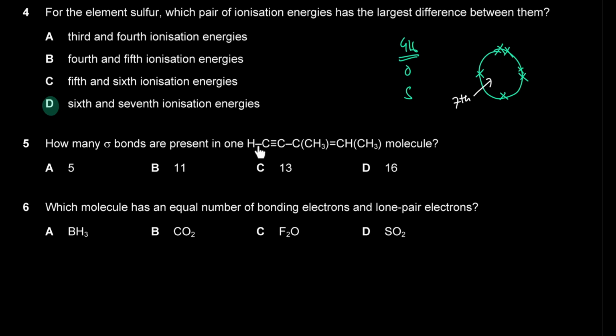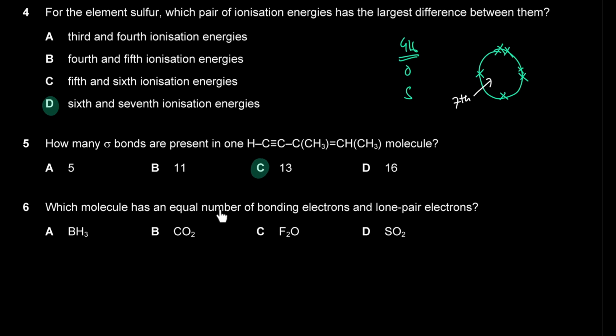So here we have 1, 2, 3, and then this carbon is bonded to this carbon, that's 4, and this carbon is bonded to 3 hydrogens, so that's 7, and then this carbon is making one sigma bond to this carbon, that's 8, and this carbon is bonded to a hydrogen, that's 9, it's bonded to this carbon, that's 10, and then this carbon is bonded to 3 hydrogens, so that is 13. So there are 13 sigma bonds.